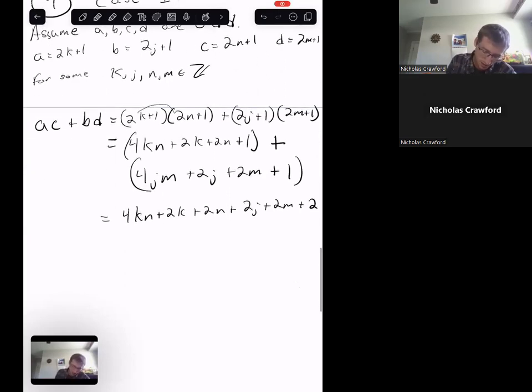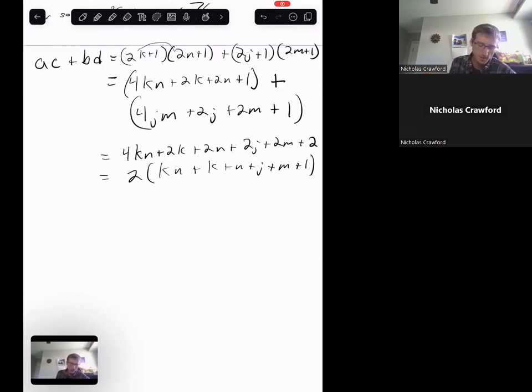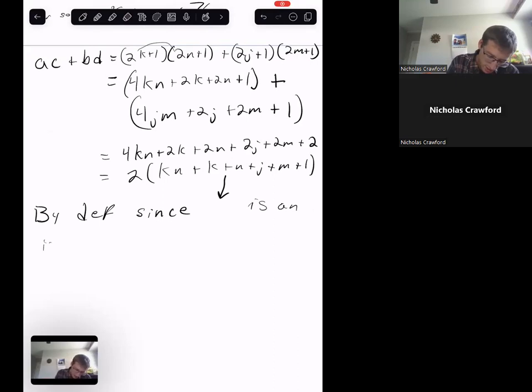I can factor a 2 out of this: 2 times (2kn plus k plus n plus 2jm plus j plus m plus 1). Okay, well, look, this is even by definition, since that is an integer, the whole thing is even.